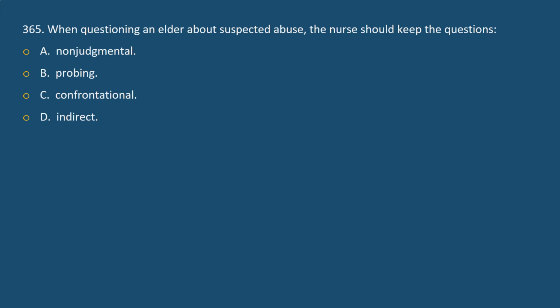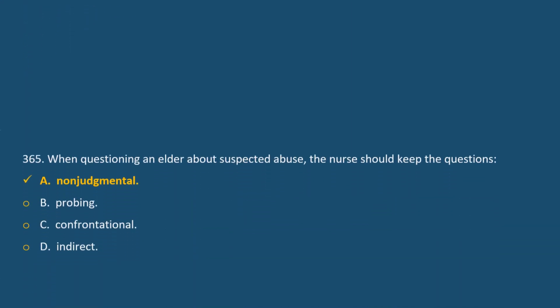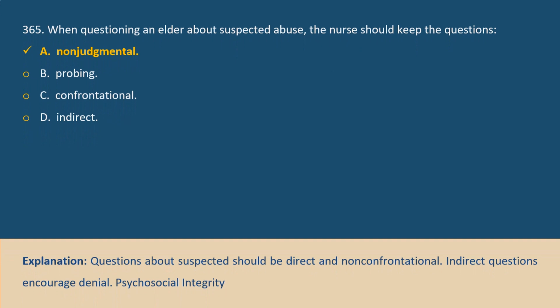Question 365. When questioning an elder about suspected abuse, the nurse should keep the questions: A. Non-judgmental, B. Probing, C. Confrontational, D. Indirect. Answer A. Explanation. Questions about suspected abuse should be direct and non-confrontational. Indirect questions encourage denial. Psychosocial integrity.